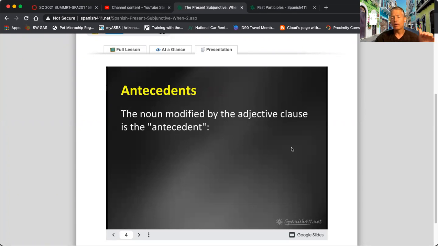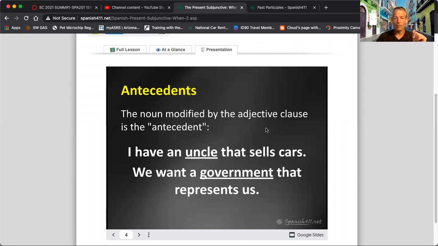An antecedent. Let's talk about what an antecedent is. Since this is a Spanish class, we have to learn a little bit about grammar. The noun modified by the adjective clause is called the antecedent. What on earth is Professor Schenk talking about? Let's talk about it. I have an uncle that sells cars. The word uncle is who I'm talking about. It's the person I'm referring to, right? That's called an antecedent. An antecedent is something that you're referring to in a sentence. The adjective clause that sells cars describes what your uncle does.